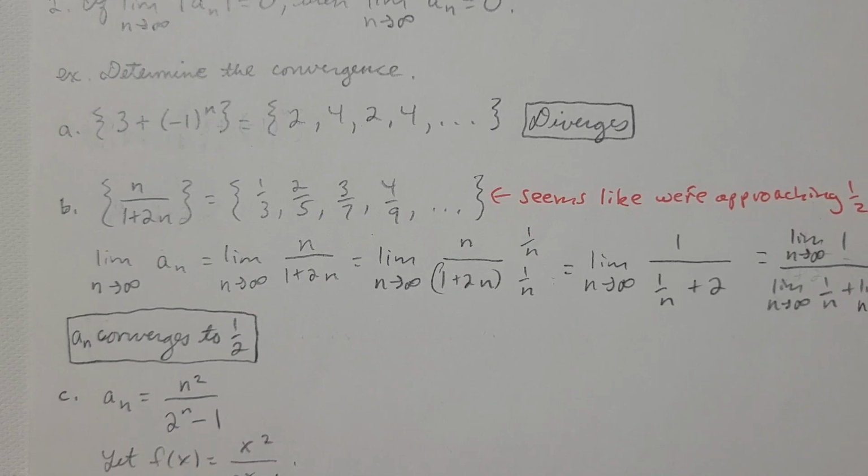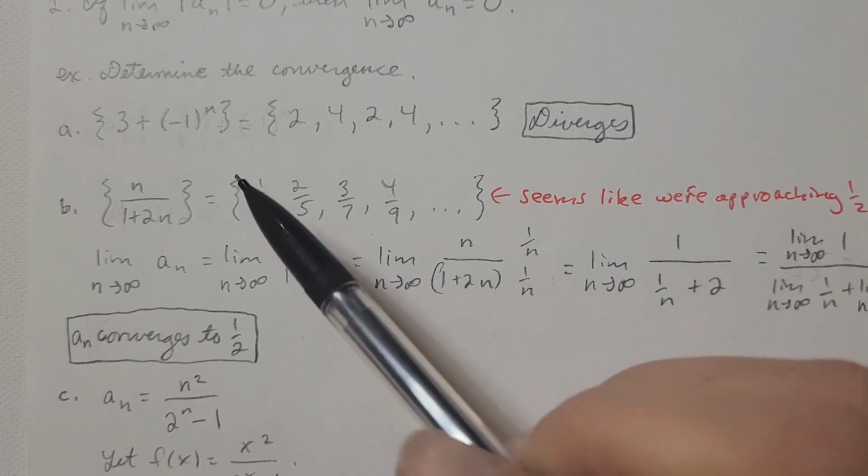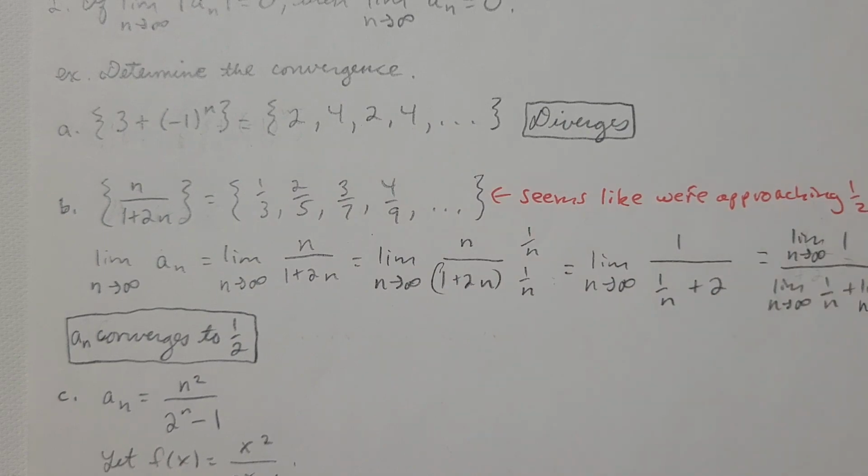Okay, we'll get back to section 11.1 here. We're talking about sequences. Let's look at some examples now where we're going to determine the convergence. There's a bunch of problems like this in the book. So what if we had the sequence given by 3 plus negative 1 to the n?